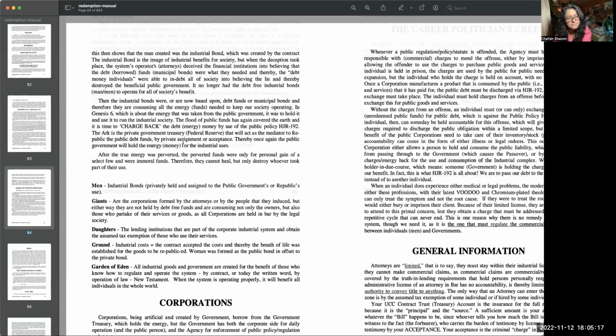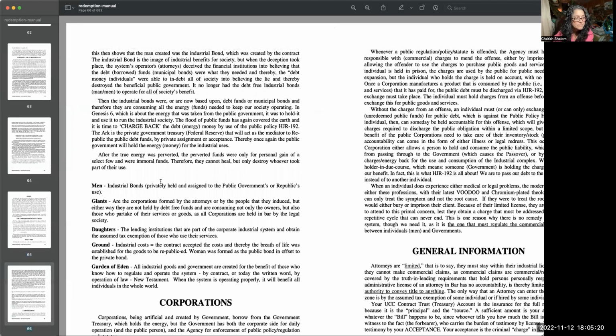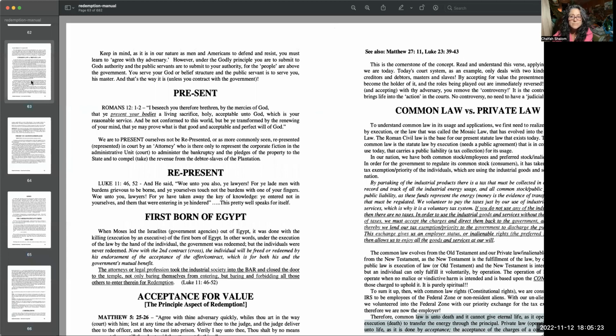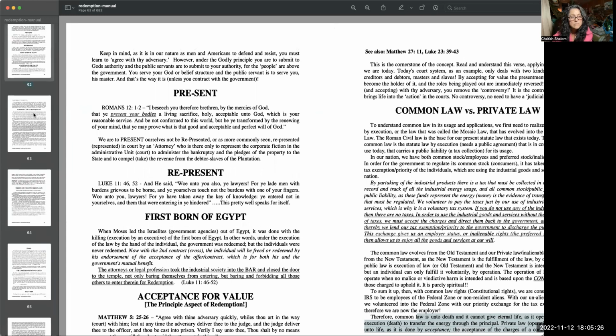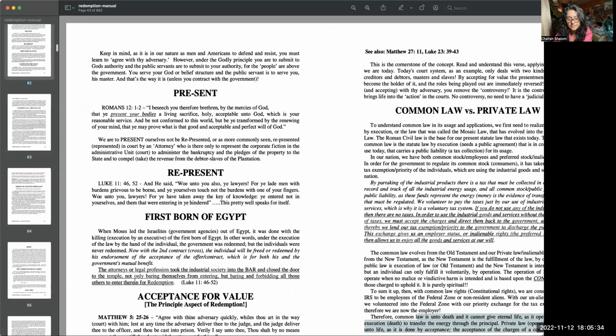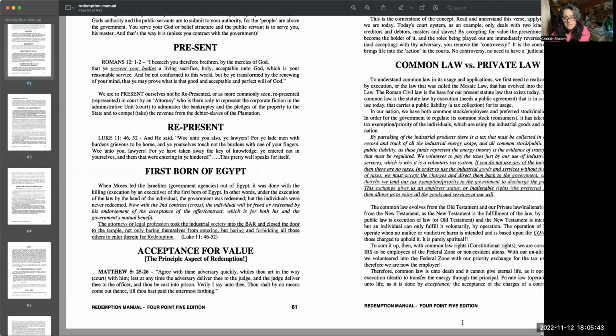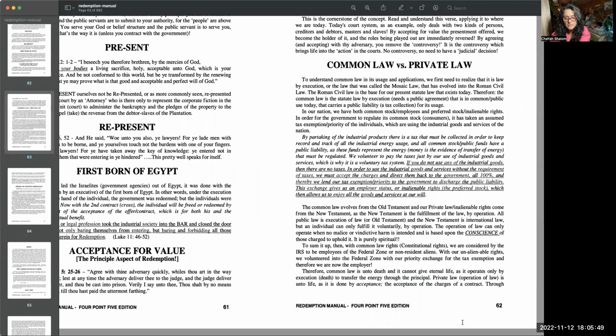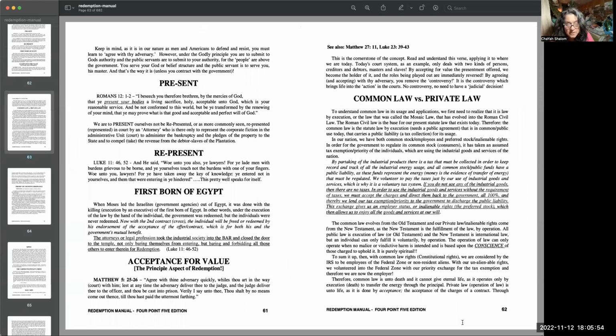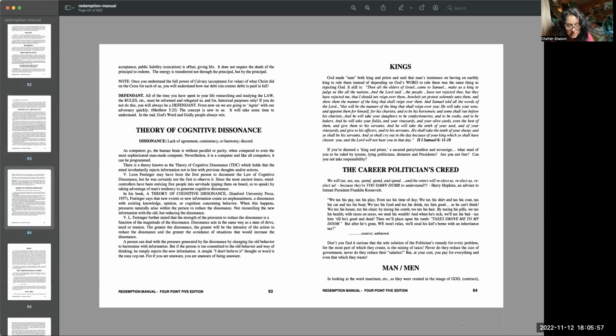Darn it. This is crazy. All right, where are we now? Okay. I want to go to the next page, but I have to reduce it to move to the next page. Okay, so here it is.